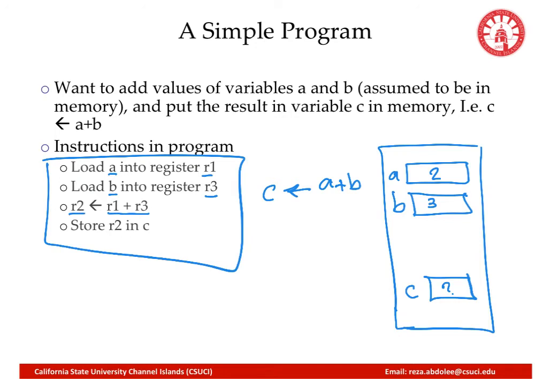Once you have the result within the CPU, you take that result and store it into location C within the memory. So to summarize, we have these 4 instructions, and this is what the CPU wants to execute for us. Let's see how the CPU does it.